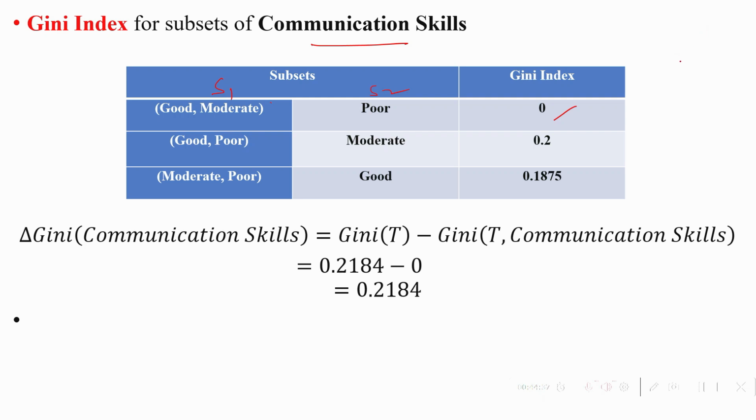So based on the lowest value 0, if communication skills is a root node or intermediate node, it can be split into two parts: good or moderate is one subset, and poor is one subset. Like that, we split the data based on the minimum Gini index value. So here delta Gini of communication skills equals Gini of target variable minus Gini of target variable with respect to communication skills, equals 0.2184 minus the minimum lowest value, which is 0.